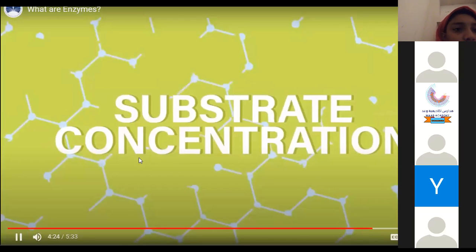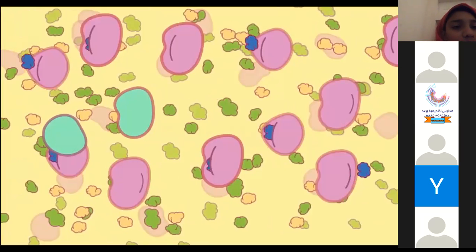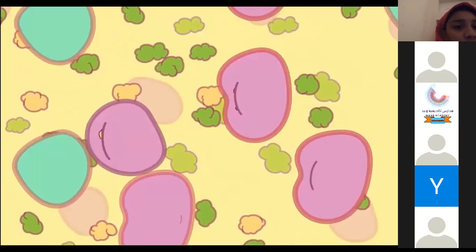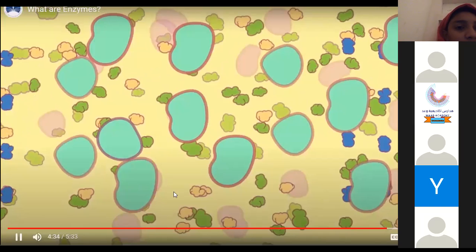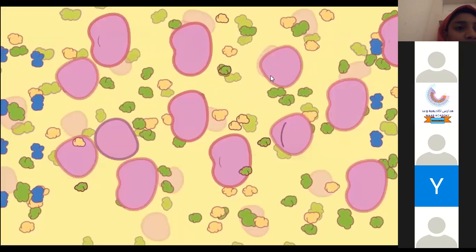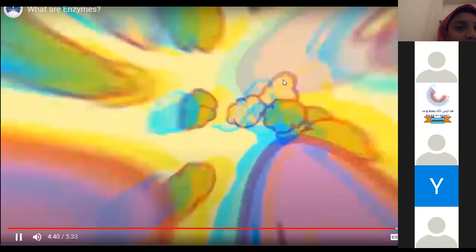Substrate concentration. Increasing substrate concentration increases the rate of reaction. This is because more substrate molecules will be colliding with enzyme molecules, so more product will be formed. But again, this effect is valid up to a certain concentration.